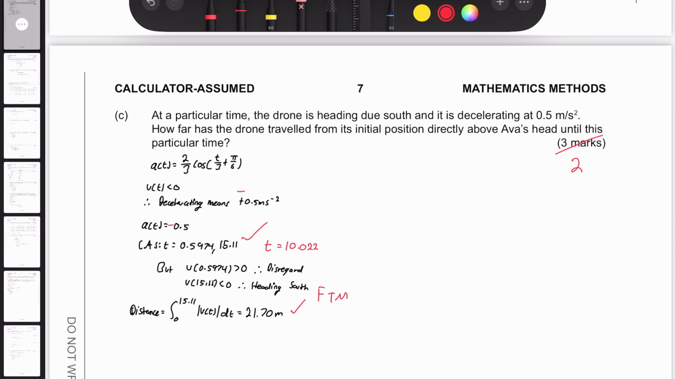So yeah, we're gonna end it here, and we're gonna work on chemistry next. So let's go.